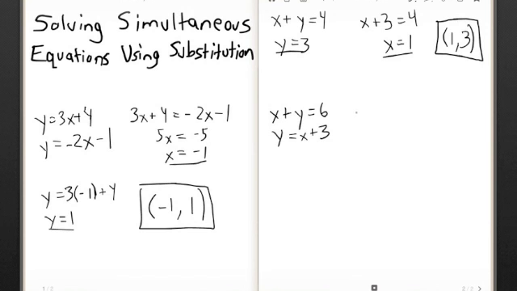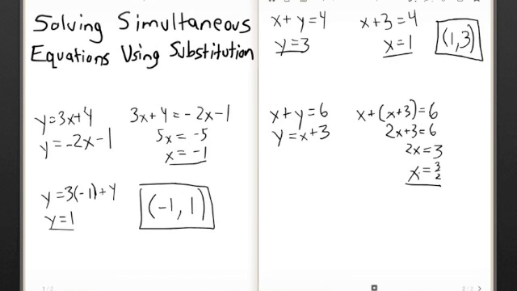So we can say that x plus x plus 3 equals 6. We change the y to x plus 3. So we'll have 2x plus 3 equals 6, 2x equals 3, x equals 3 over 2.